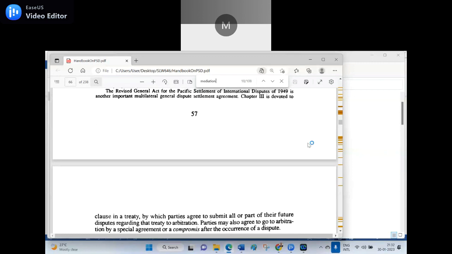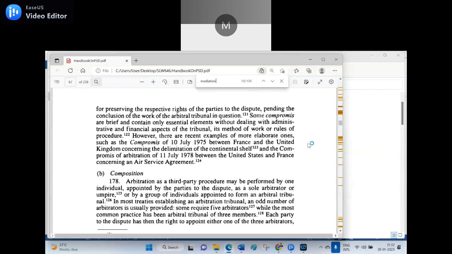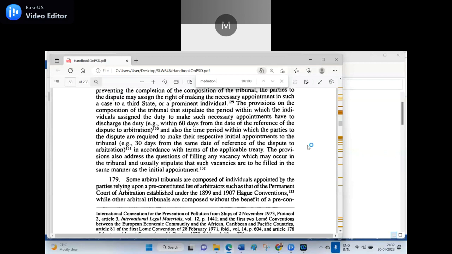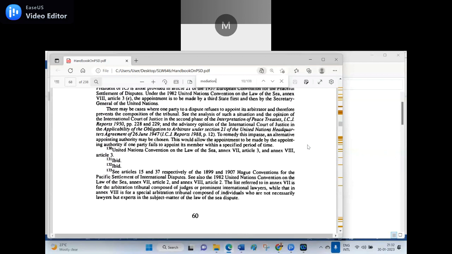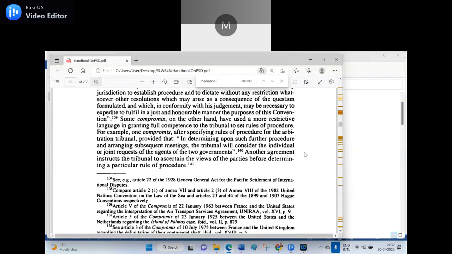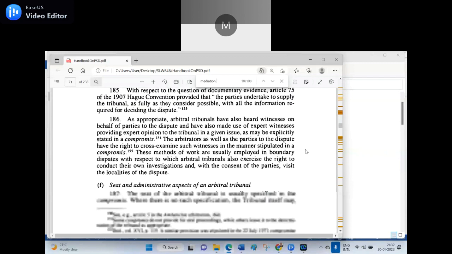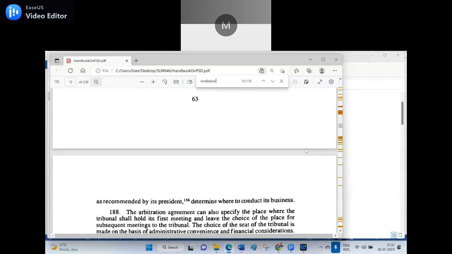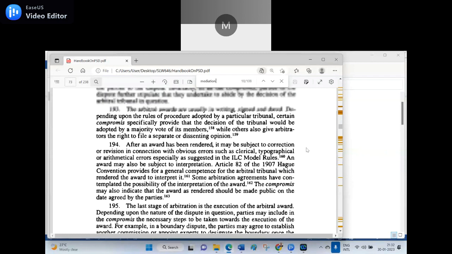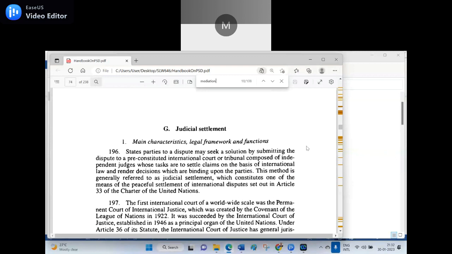This is the thing I want to, no, not this exactly. Composition, they are saying no, we don't want to deal with the composition. Rules of procedure also we don't want to deal with. And the seat and arrangement, no, this is also not needed for our studies. Outcome of the arbitration in a detailed manner, again judicial settlement is there. Yes, we do have the judicial settlement.